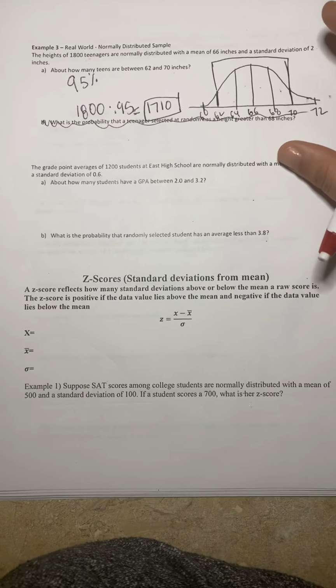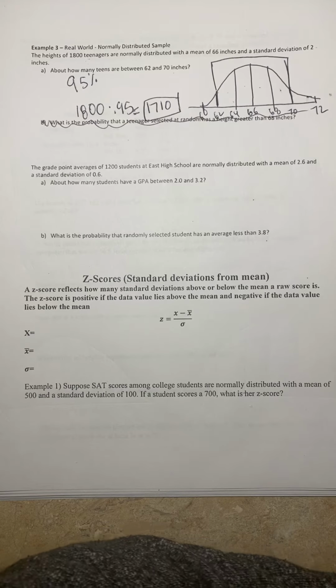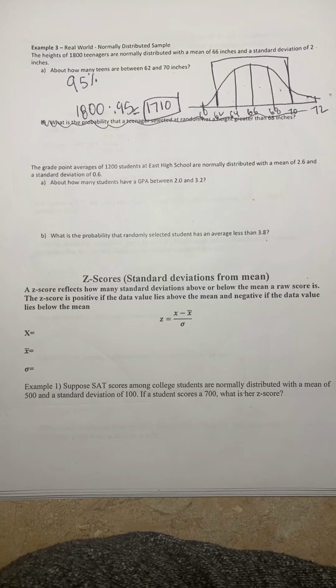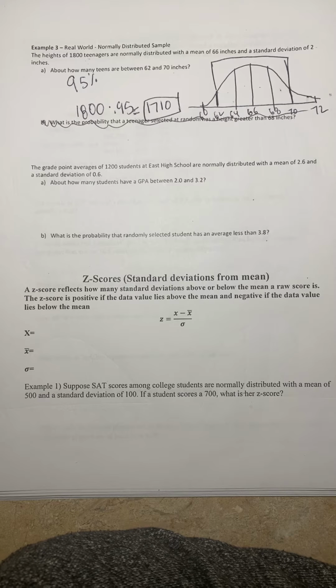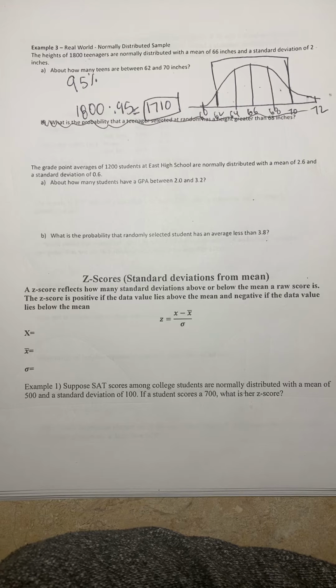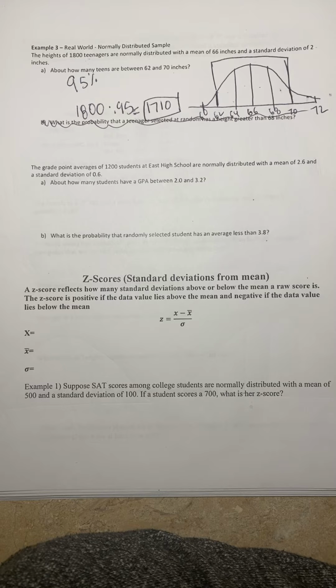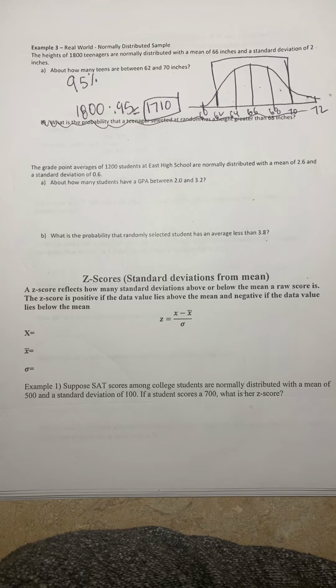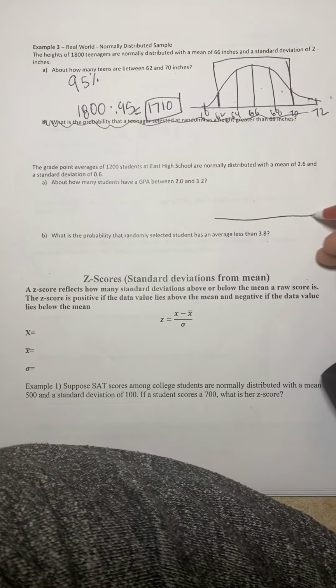And then scooping down to here, it says the grade point averages of 1,200 students at East High School are normally distributed with a mean of 2.6 and a standard deviation of 0.6. Okay, so first of all, that's a really low school if the mean is 2.6. You want a higher mean GPA than that, but whatever. Anyways, it says how many students have a GPA between 2 and 3.2. So let's draw our little curve again.